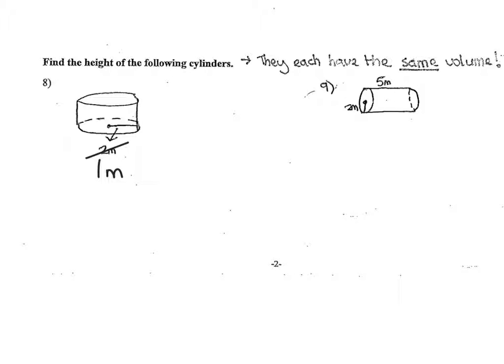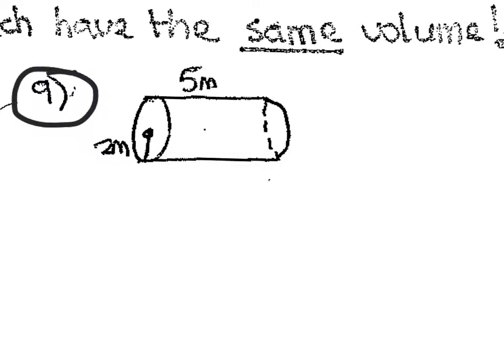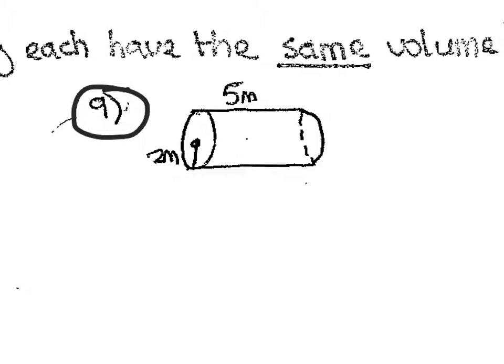So we already know the height for number 9, yeah? And remember, the height is just the distance between the two circles. So the height for number 9 is 5 meters. And we also know the radius, which is 2 meters. Okay, I'm actually going to write that below just so you guys can see it a little bit better. The radius is 2 meters and the height is 5 meters. Okay, cool.